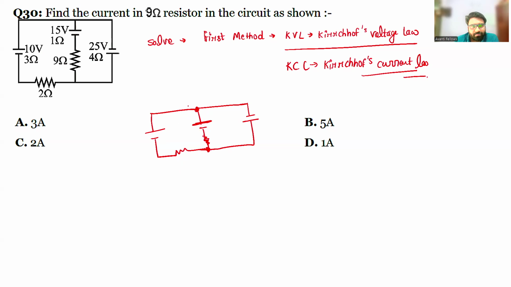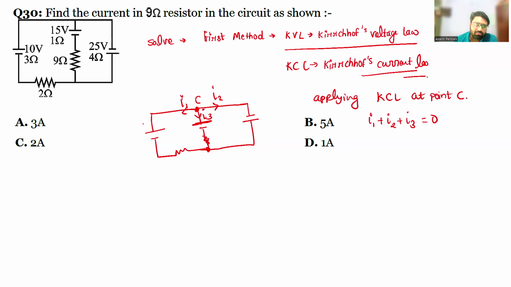So here what we will do, we will distribute the current in these three branches. Let's say I1, I2, and I3. So applying, let's say this point is C. So applying KCL at point C, it will become I1 plus I2 plus I3 is equal to 0. So I1 is what? This is 10 volt, 3 ohm is the internal resistance, 2 ohm is the load resistance. So total we can say these are connected in series, so 5 ohm resistor is there.